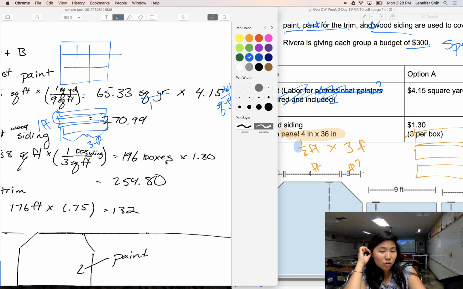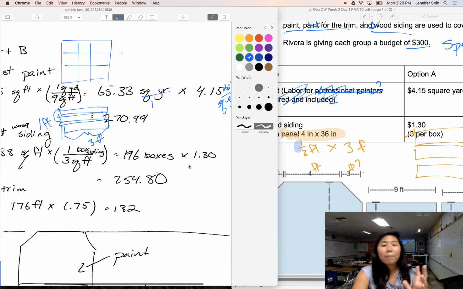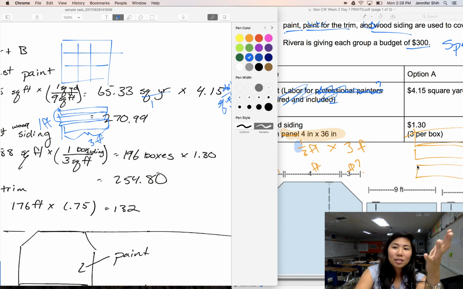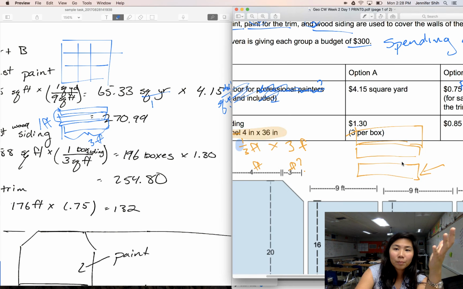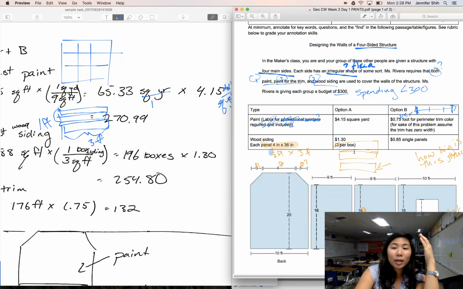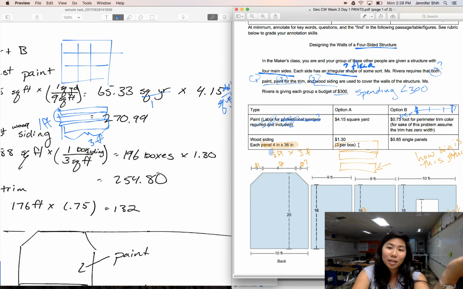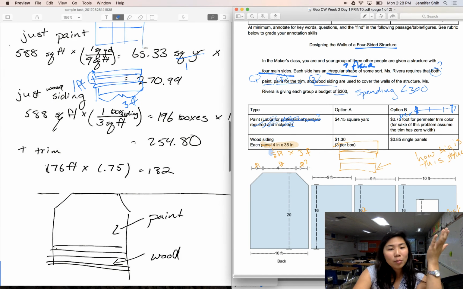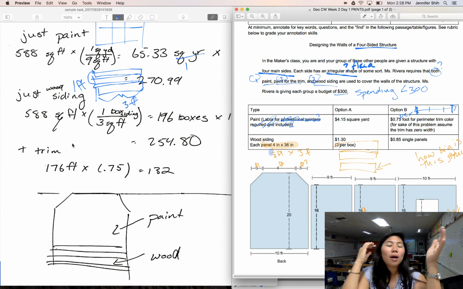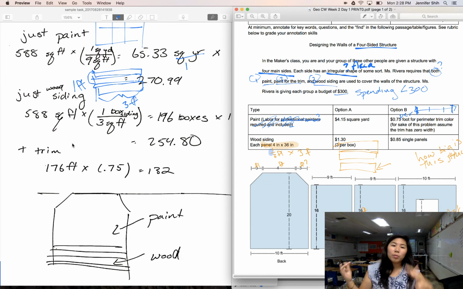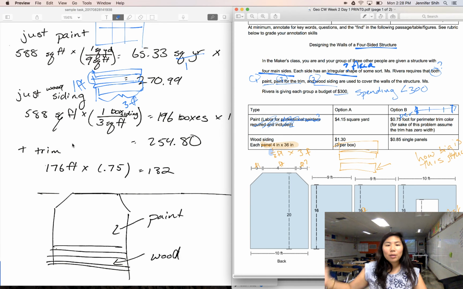You should divide to make sure I'm doing that right, and then multiply it by the price. And the price I got from option A in my table, which I annotated as important. The trim, this number, 176, is probably not accurate, but whatever the correct perimeter is, please multiply it by 75 cents to tell me how many dollars. You see how I'm missing units here?